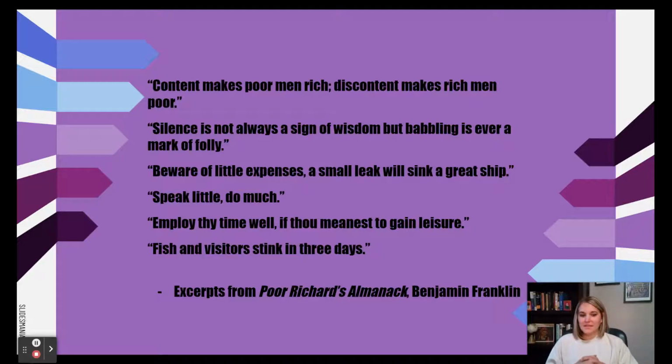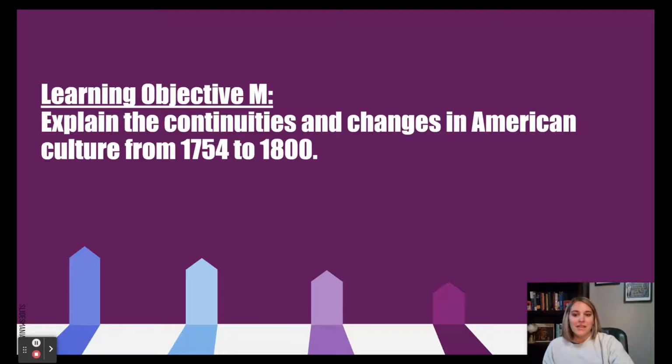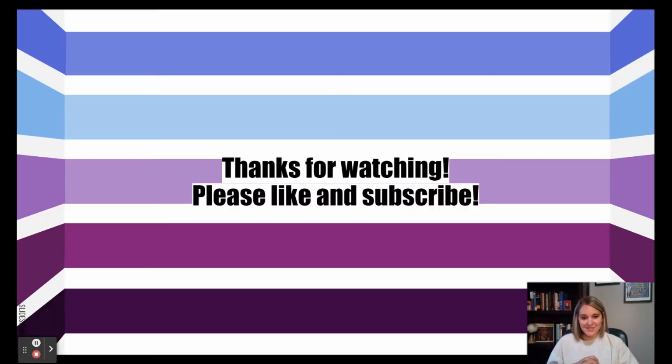So these would be the types of things that were included in Poor Richard's Almanac, alongside quite a bit of other very useful information for people. So thinking back on our continuities and changes in American culture, you want to think about how are these ideas continuing on from previous times, like the ideas of the Enlightenment, connection to European art, but then also what changes are happening. So think about the political changes that are influencing American art and how that created some regional differences as well. I hope this lesson was helpful for you.